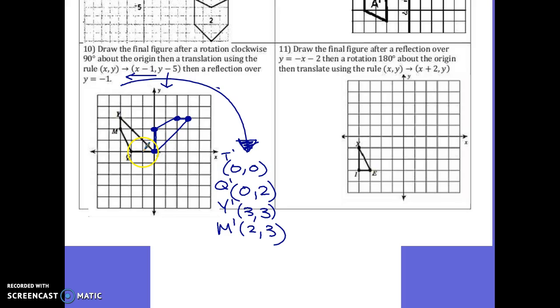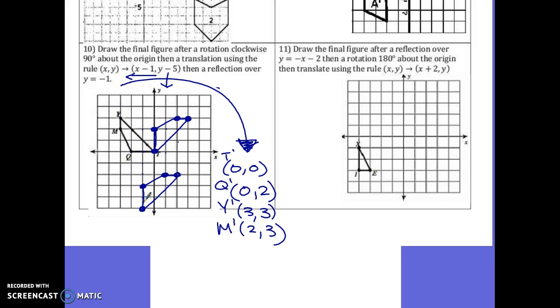So 1 left, then down 1, 2, 3, 4, 5. I repeat that for each of the points, and the last one too, 1 left and 5 down. Okay, so I've done the translation now.